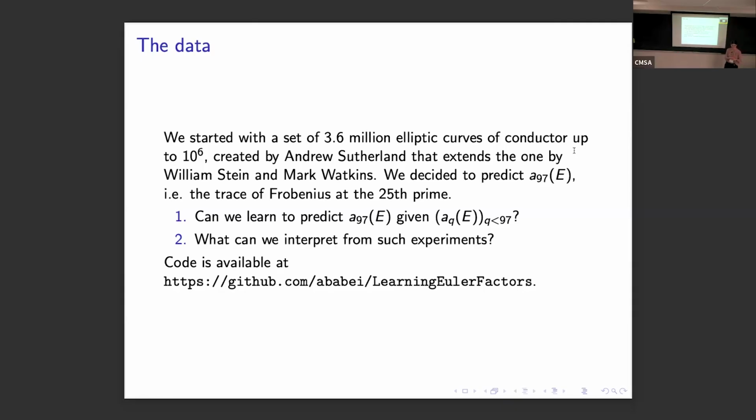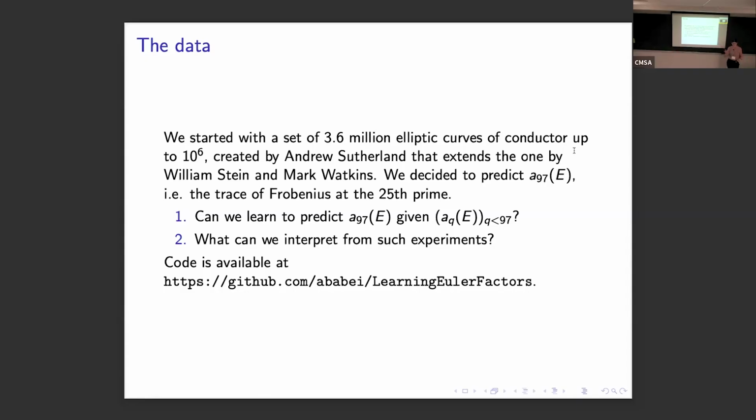Generally, there are data sets with elliptic curves ordered by what is called the conductor, up to 10 to the 8, and that contains about 20-something million elliptic curves, if I remember correctly. Those were very big data sets. We restricted ourselves to elliptic curves with conductor up to 10 to the 6, which was about 3.6 million elliptic curves, although for one of the experiments later on, we did have to expand to conductor 10 to the 7.